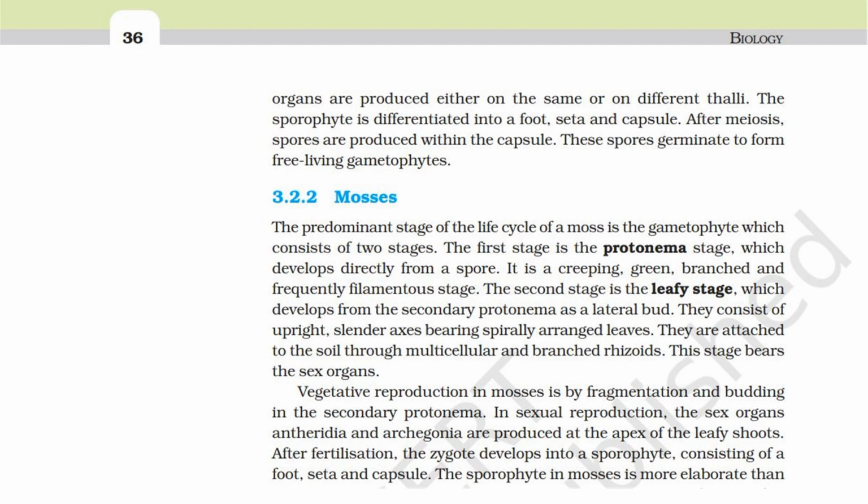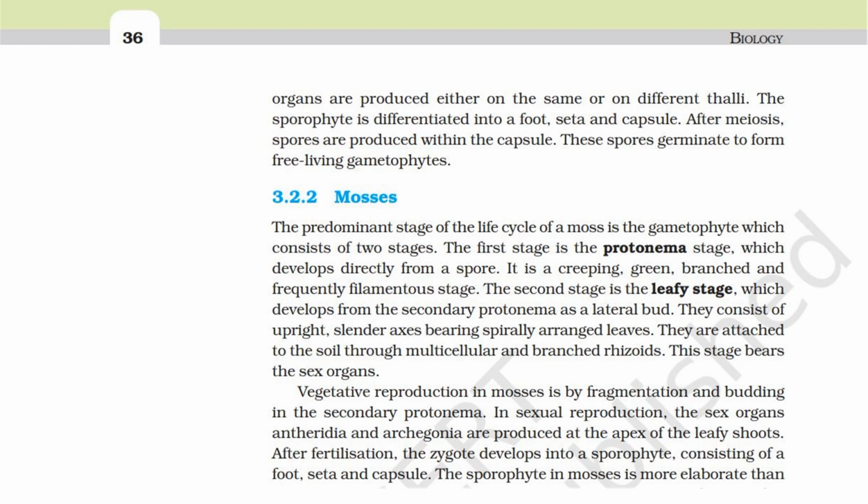Mosses. The predominant stage of the life cycle of a moss is the gametophyte, which consists of two stages. The first stage is the protonema stage, which develops directly from a spore. It is a creeping, green, branched and frequently filamentous stage. The second stage is the leafy stage, which develops from the secondary protonema as a lateral bud. They consist of upright, slender axes bearing spirally arranged leaves. They are attached to the soil through multicellular and branched rhizoids. This stage bears the sex organs.